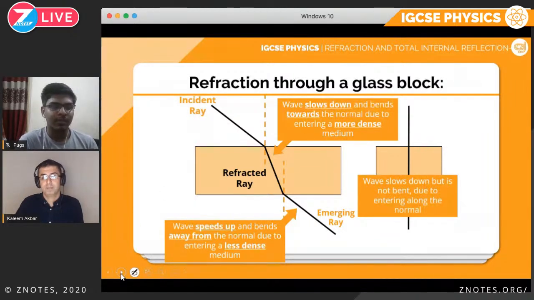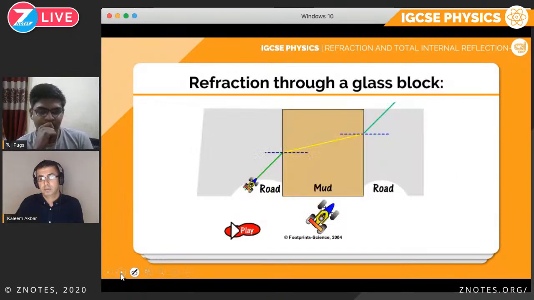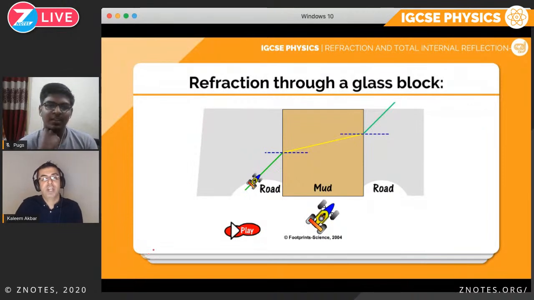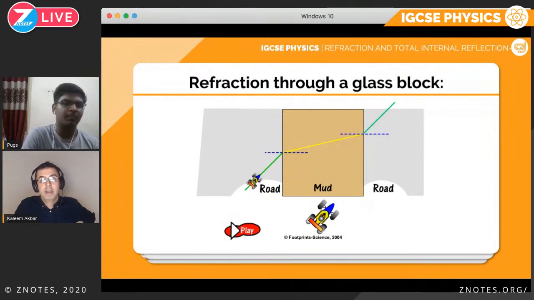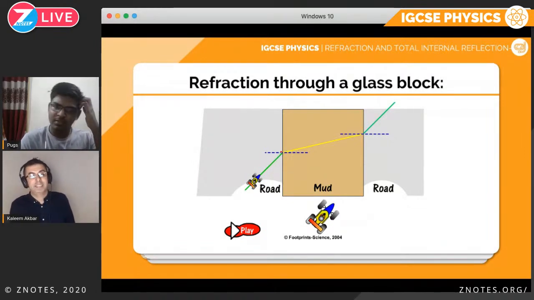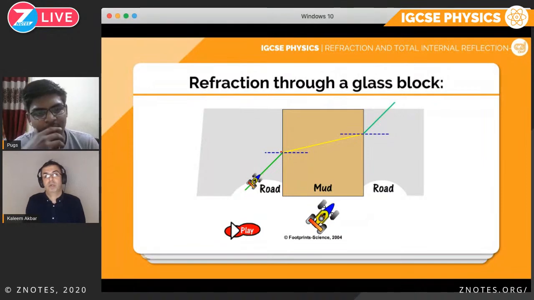So moving on. Why does the ray of light change direction when it enters the glass at an angle? This will also help you understand why it goes straight through when it hits dead ahead. Guys, I'm going to play this a few times, and we're going to focus on this little go-kart and watch the front right-hand tire. When the front right-hand tire hits the mud, I want you to think of that as a more dense medium.